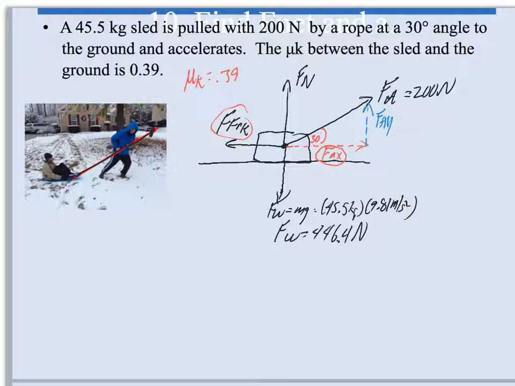All right, so let's think about it. If I wanted to find the friction force, and I know friction force is equal to mu k times Fn, is there a way for me to find Fn by summing my forces and then plugging that into my formula here to find friction? There certainly is. So let's do that. Let's sum our forces along the y-axis.